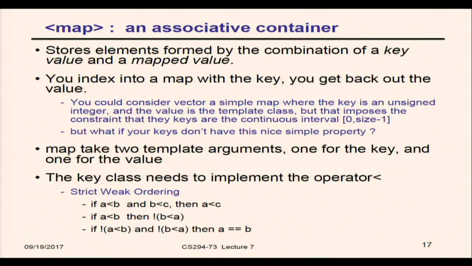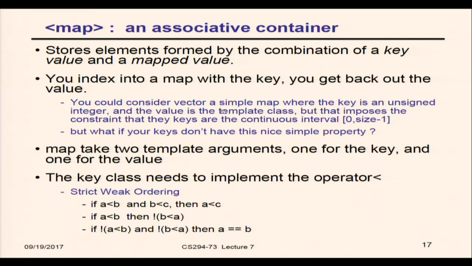And as I said, you could consider a vector a simple map where the key is an unsigned integer and the value is the template class. But that would imply a constraint that the keys are in the continuous interval 0 to size -1. What if your keys are not that simple? So this is a way of handling that. As I said, map takes two template arguments, one for the key, one for the value.